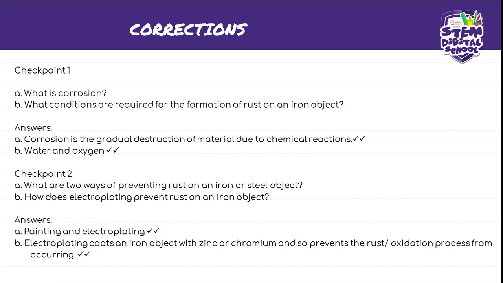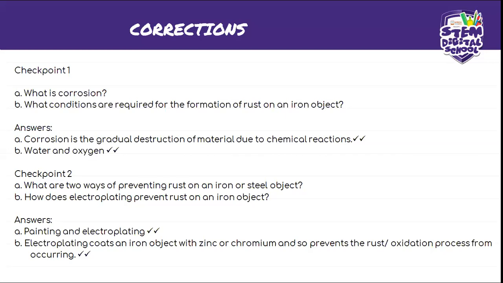Then when we go to question 2 or checkpoint 2, we're saying what are the 2 ways of preventing rust on an iron or steel object? How does electroplating prevent rust on an iron object? Okay, so we have got painting, electroplating. We have also got galvanizing. Okay, so electroplating or galvanizing. Then B, or chromium, and so prevent the rust or oxidation process from occurring.